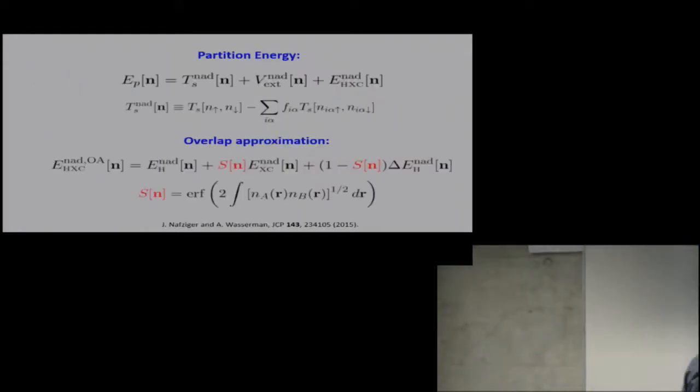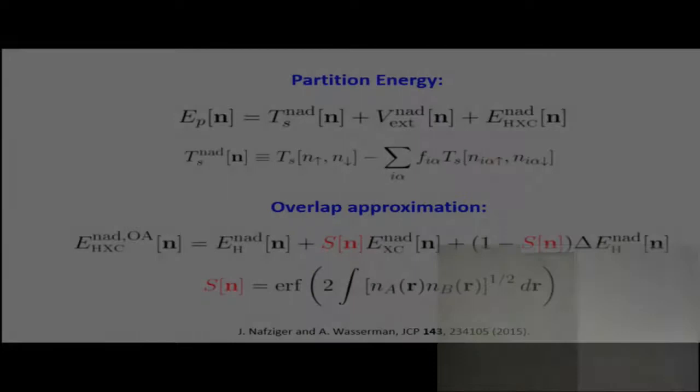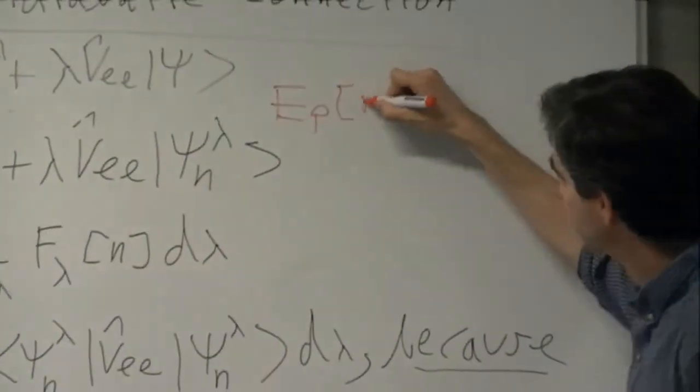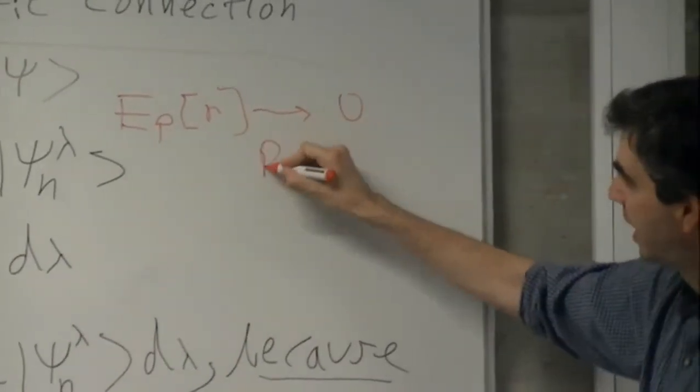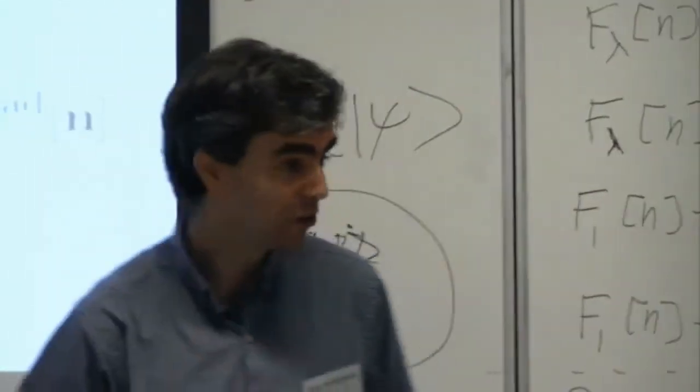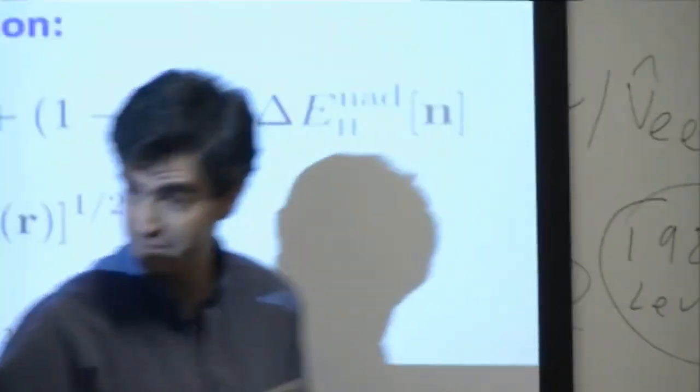So here's the approximation. It's very simple. And the reason that we can develop this approximation is because we understand the origin of the errors, following the explanations by Whitehouse. So we know what we need to do. And I guess the exact constraint that we're satisfying is very simple: the partition energy should go to zero as you stretch. And this is not satisfied by the LDA when you use our ensemble formulation.